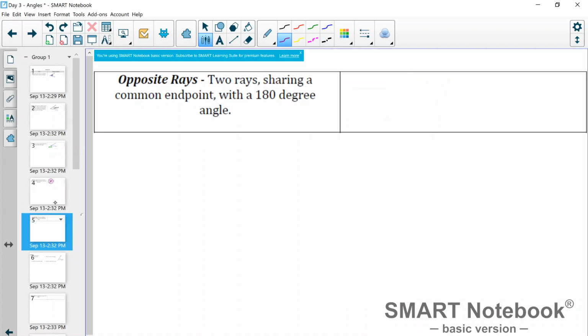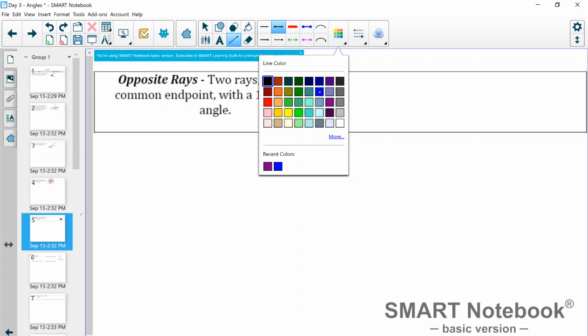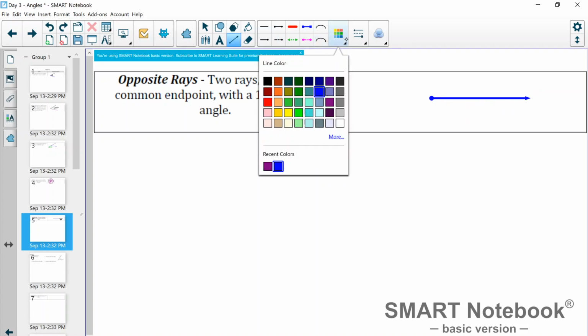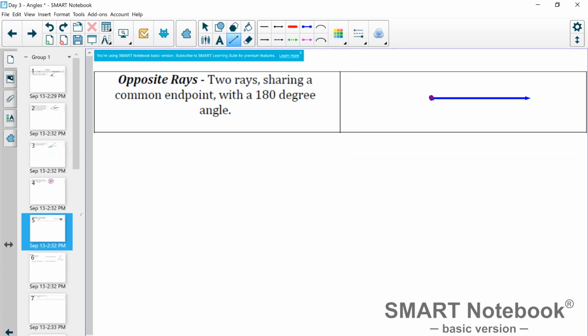Opposite rays, two rays sharing common endpoint with a 180-degree angle. Basically, it means I have one ray going in one direction and the other ray is going in the complete opposite. So if one ray is going to the right, the other ray is going to be going to the left. And what this does is basically creates a straight line, which results in a 180-degree measurement.